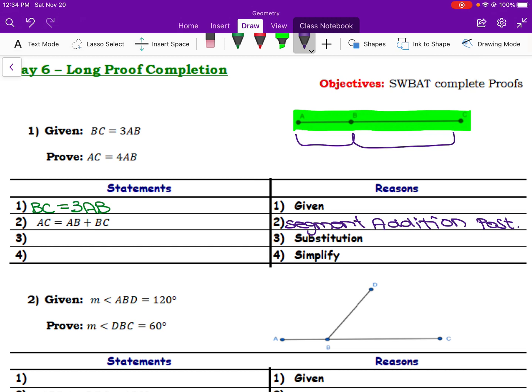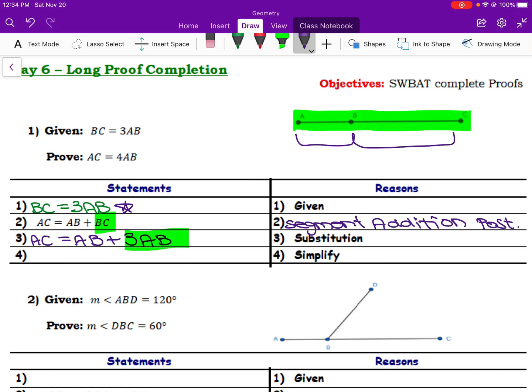Knowing that those two parts make the whole, we can next establish that AC equals AB plus 3AB. This is essentially just like an algebra technique. Notice that I've removed BC from this previous line. Everything else was copied exactly the same, and I exchanged it with 3AB. That was just substitution based on my given. If BC is equal to 3AB, I can just swap the two out.